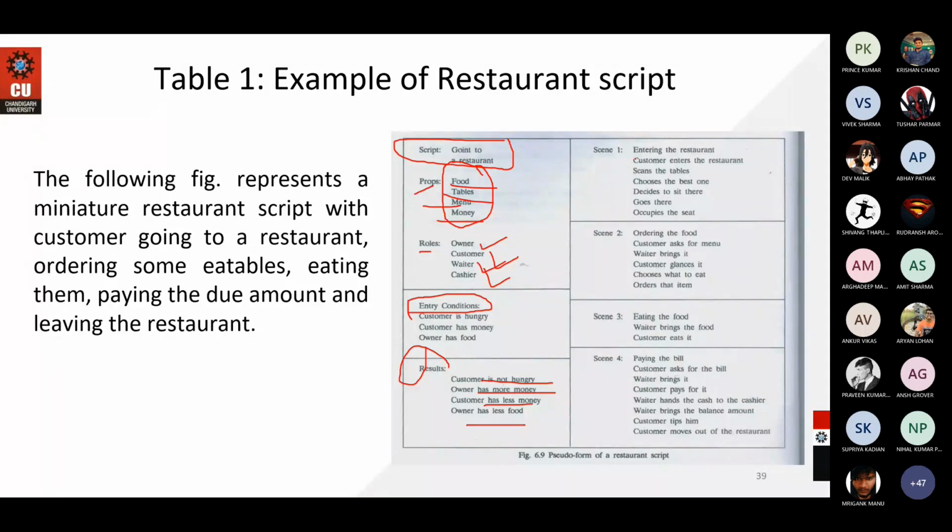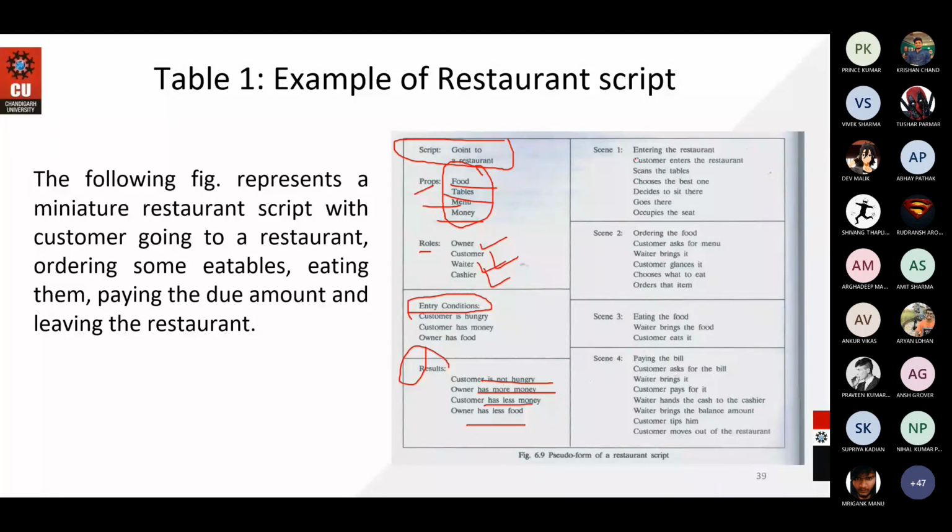Then scene 2. In scene 2, we order the food. The customer asks for the menu. The waiter brings the menu. The customer glances at it and chooses what to eat. After that, he will order the food. And in scene 3, what will happen? The customer is eating the food. The waiter brings the food and the customer eats it.